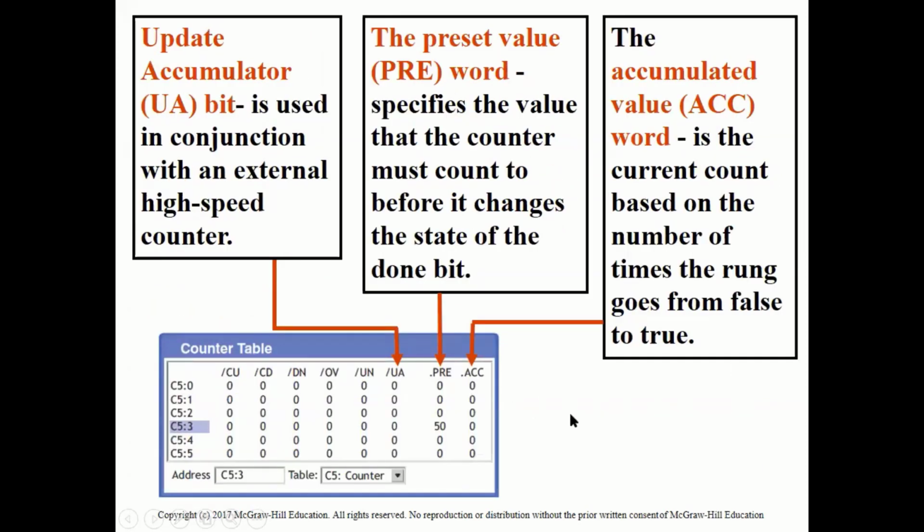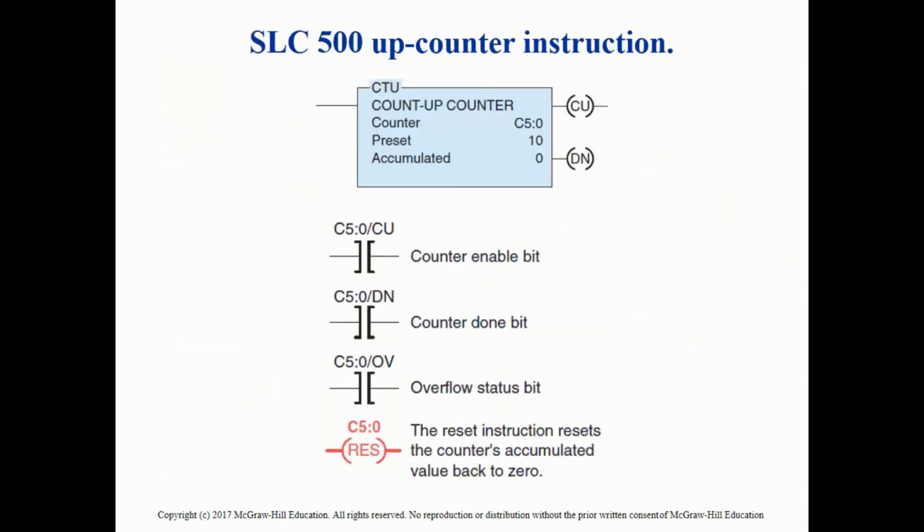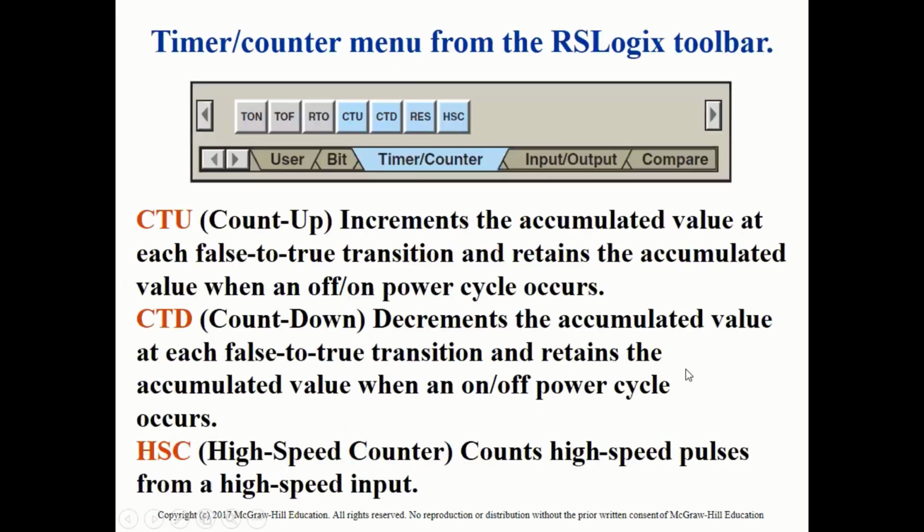And then you have the accumulator. This is in conjunction with the external high-speed counter. That's a special instruction. You have the preset and you have the accumulated value. All of those bits can be used for whatever purpose you want to enable via that counter. There's a count up instruction. Its name is C5:0, preset at 10, and it uses the counter enable bit, also the counter on bit, the overflow status, and then you need a way of resetting that counter, whether that's done manually or somehow automatically.